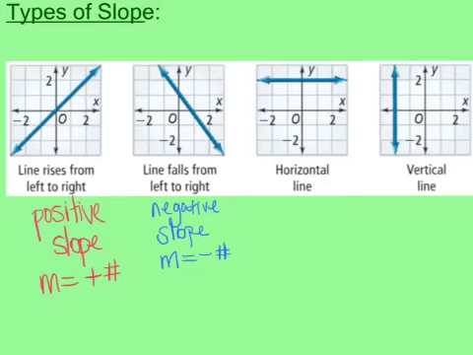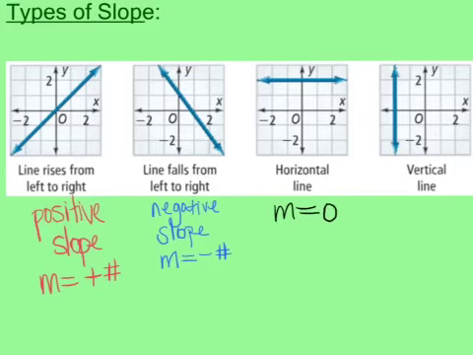Looking at the third one, we have a horizontal line. So if we have a person walking from left to right, they're not going up and they're not going down. They're staying even. So our slope here for any horizontal line is equal to 0. They're not going up, they're not going down, they're staying even.